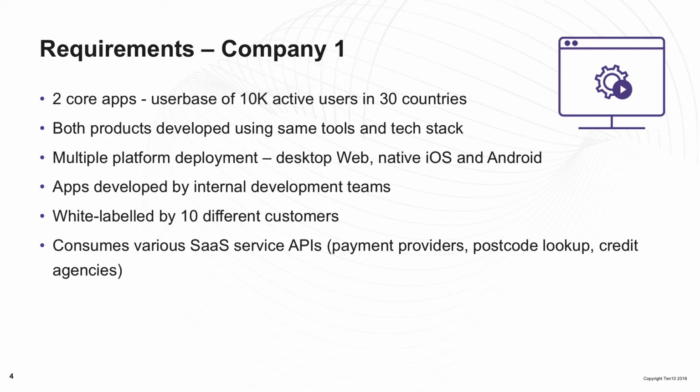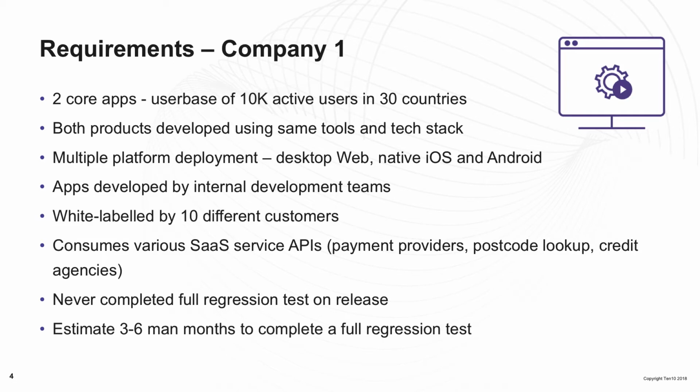Company One has never actually completed a full regression test across the different platforms and white label apps before a release because they simply don't have time. Estimates vary, but it's looking like it'd take anywhere between around 3 to 6 man-months to complete a full regression test, and they release fortnightly, so that simply isn't practical. Instead, they take a pragmatic approach and focus testing on areas of change ahead of each release, and they do find issues when deploying the apps into production.